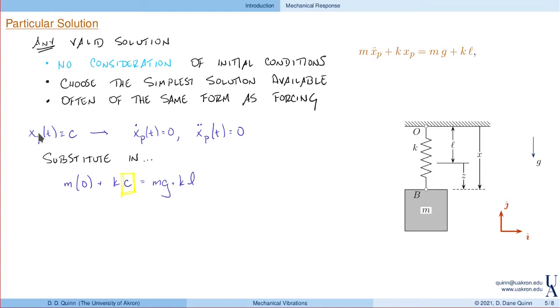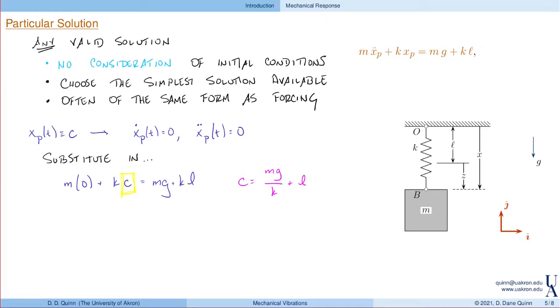Well, can I do this? Yeah, I can do this. And we find that C here is equal to mg divided by k, plus L. So this becomes the particular solution. It works. If I take this and substitute it into the equation of motion, the left-hand side equals the right-hand side. Therefore, I have a solution.